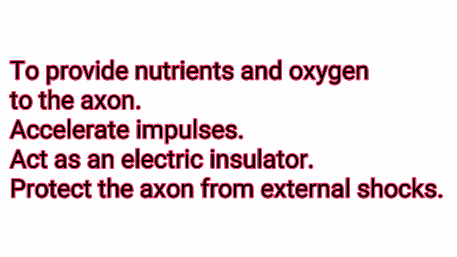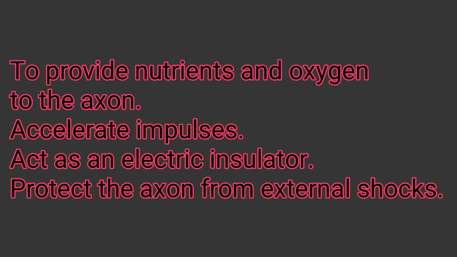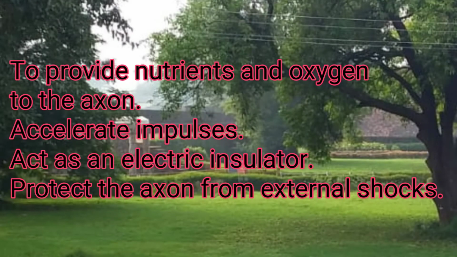Okay, so these are the functions of myelin sheath: to provide nutrients and oxygen to the axon, and accelerate impulses, act as an electric insulator, protect the axon from external shock.